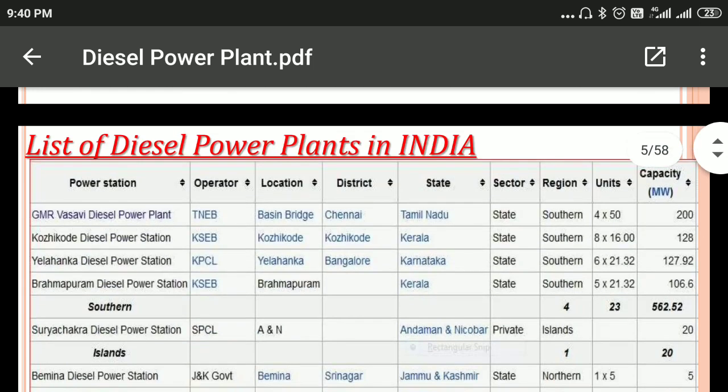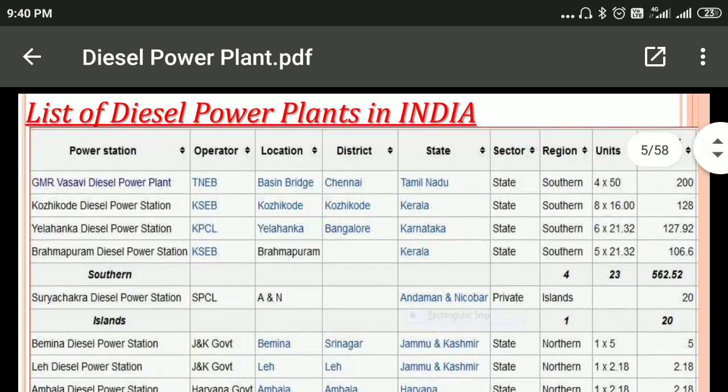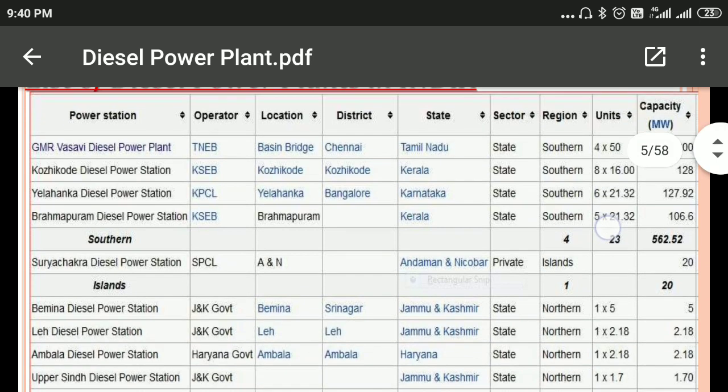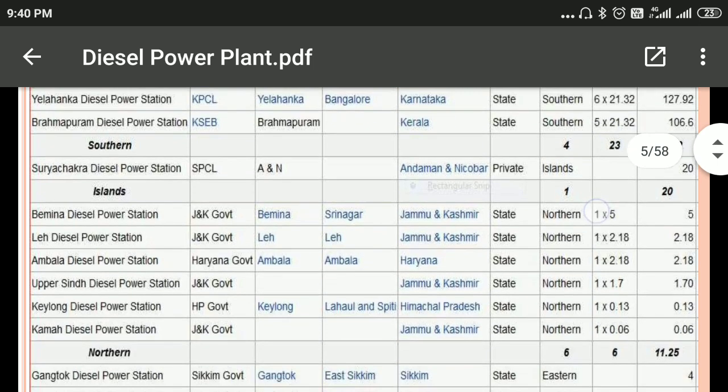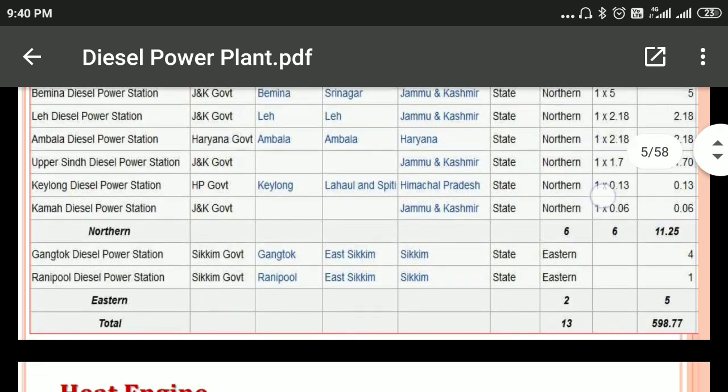A list of diesel power plants in India is given here. We have the states Tamil Nadu, Kerala, Karnataka, Andaman and Nicobar, Jammu and Kashmir, Haryana, Himachal Pradesh, Sikkim, and the capacities are also given.